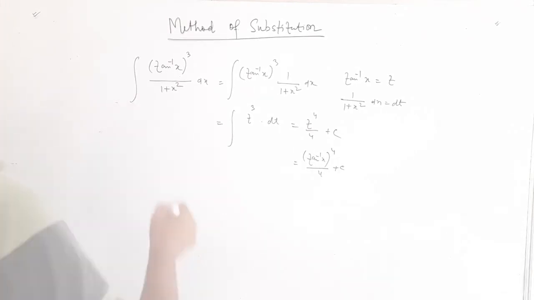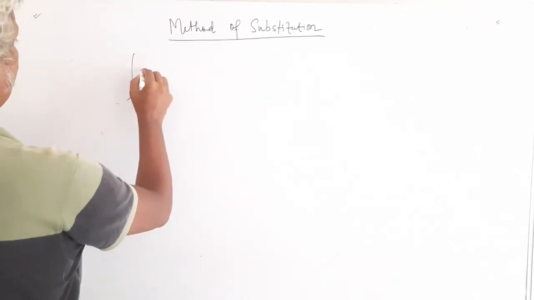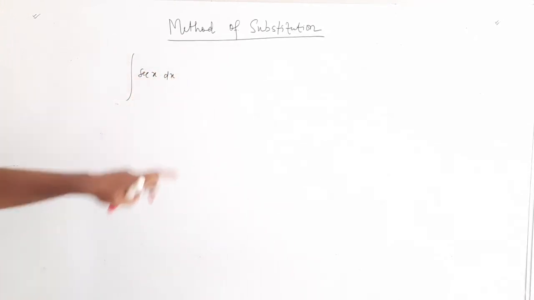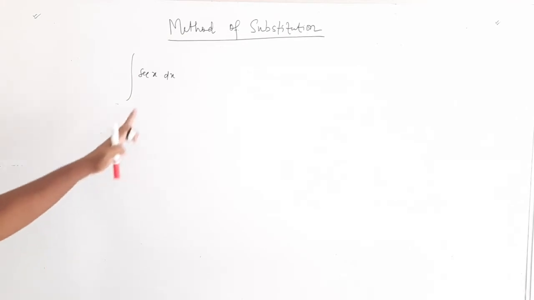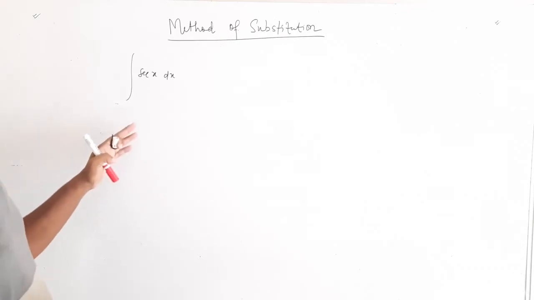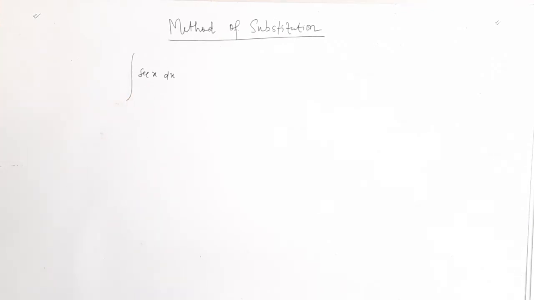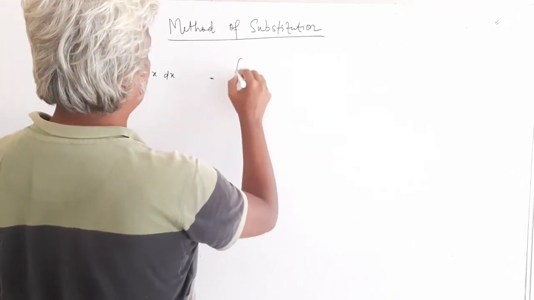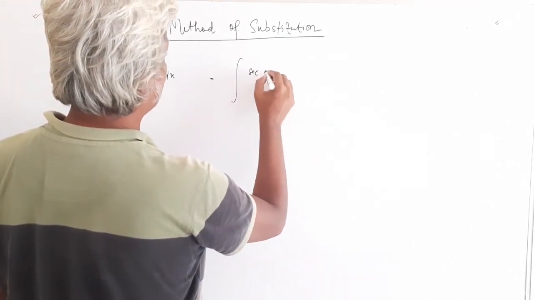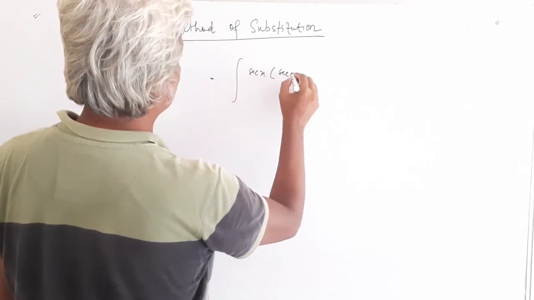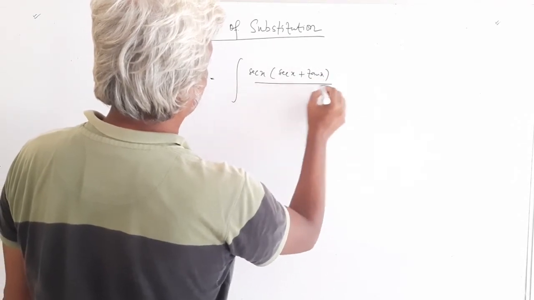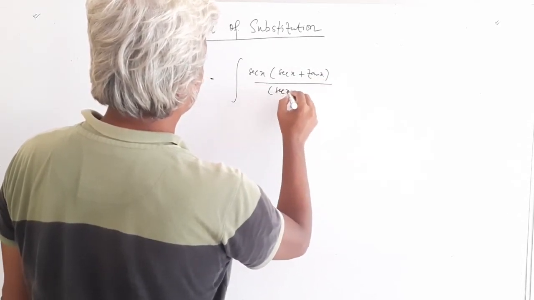Let me clear the screen. Now we do not have any formulas to find the integration of sec x dx. So how can you find the integration of sec x dx? There is a method of substitution, and before the method of substitution you have to make some adjustments, just like multiplying something up and down. So first, multiply sec x plus tan x up and down, in both the numerator and denominator.